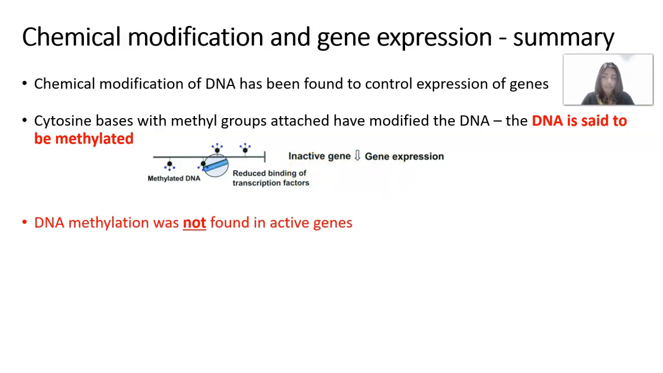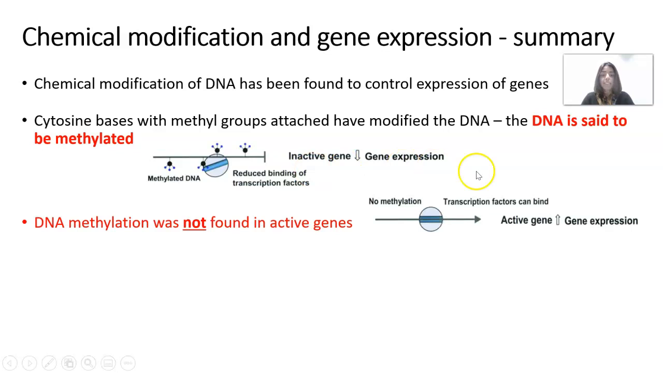Now, methylation has never been found on active genes. So this is why we can say with confidence that methylation will inhibit gene expression. And here we can see where there's no methylation, RNA polymerase will easily attach to the DNA coding sequence and therefore a gene can be expressed because transcription is active.